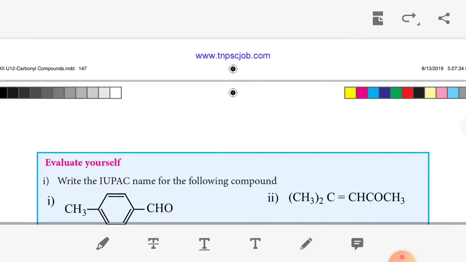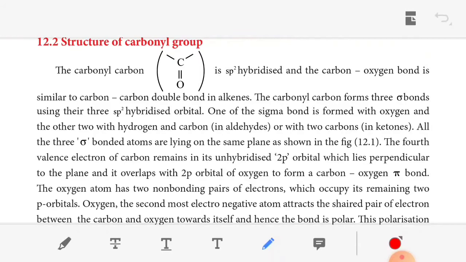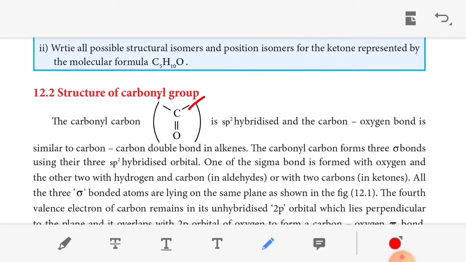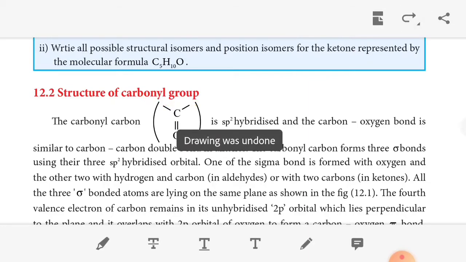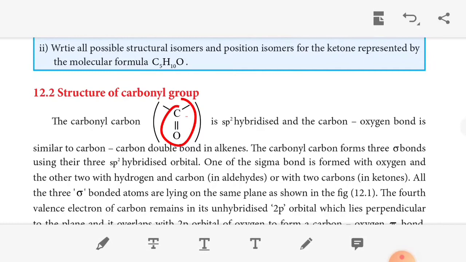Okay. The next topic is the structure of carbonyl compounds. The carbonyl compound structure is C double bond O. The carbon here has two branches, so it is sp2 hybridized. The carbon-oxygen bond is similar to the carbon-carbon double bond in alkenes. The carbonyl compound forms 3 sigma bonds using the 3 sp2 hybridized orbitals.